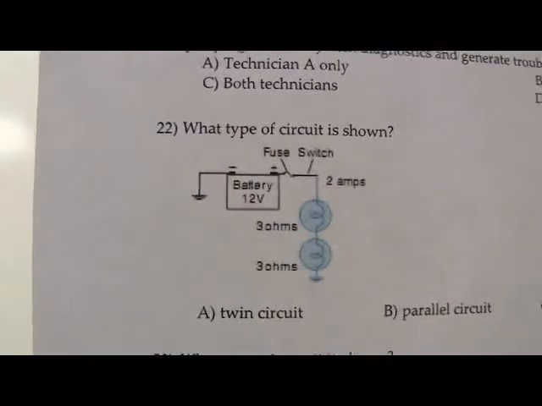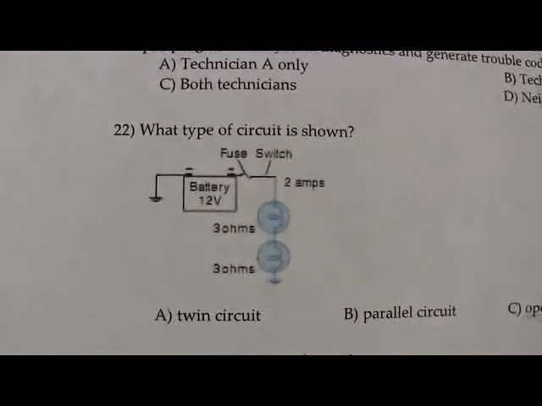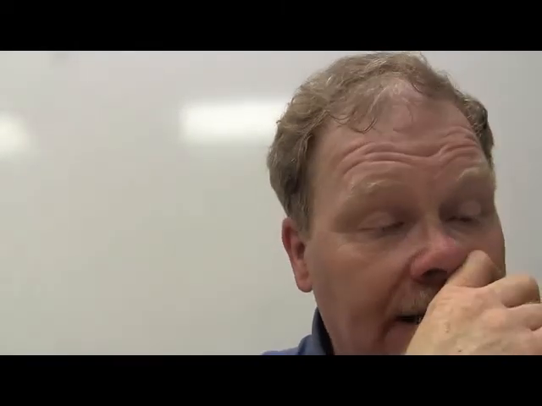What type of circuit is shown here? Series. Huh? What is that? Series. That looks like a series to me. Doesn't it to you? What do you think about that? Number 22? That's a series circuit, but if you want to talk about it, everything is actually going through. There's nothing parallel about it.